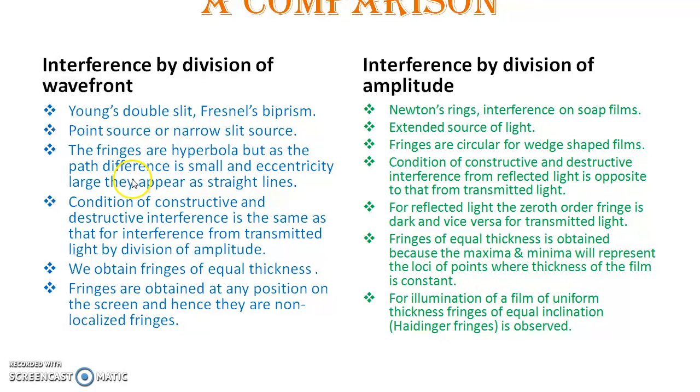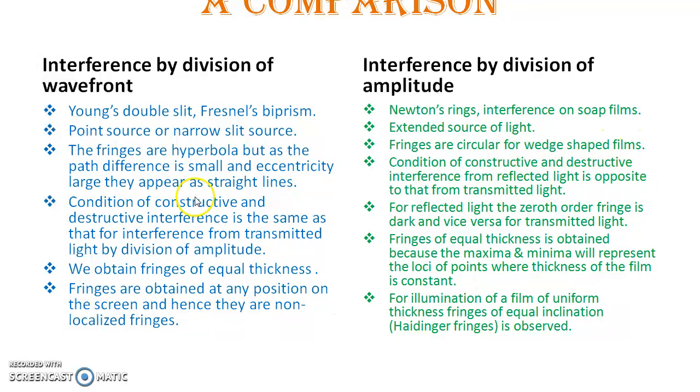The fringes, if we see, are hyperbolas. If we just solve them, the path difference is small and the eccentricity is large, and so they appear as straight lines. Whereas here, the fringes are circular for a wedge-shaped film.